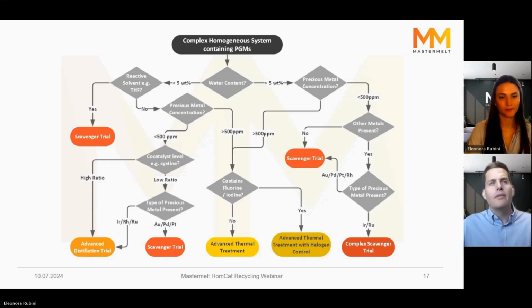So if we just work our way through some examples on this diagram here, first thing we might look at is what's the water content. If it's less than 5 weight percent, then our next question we ask ourselves is, does it have any reactive solvents? And I mentioned earlier that there are a number of solvents we've encountered, and there isn't anything that we don't think we can process or haven't processed, and we'll be open to a discussion about any. If the answer to this question, does it have a reactive solvent, is yes, then our technical team are pretty sure that the best route next would be to look at a scavenger trial.